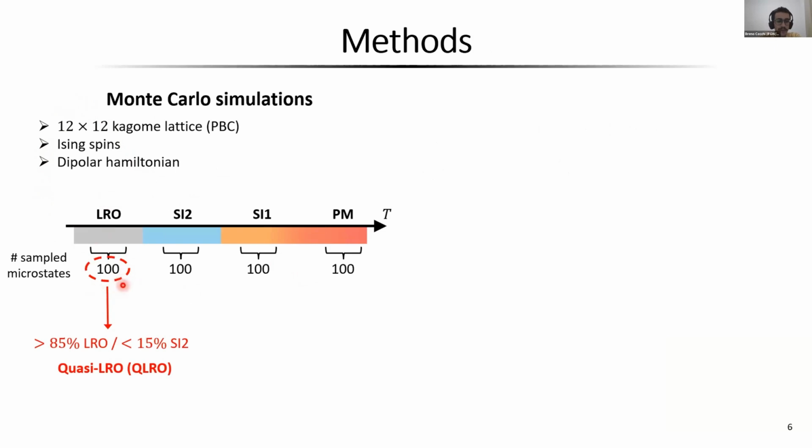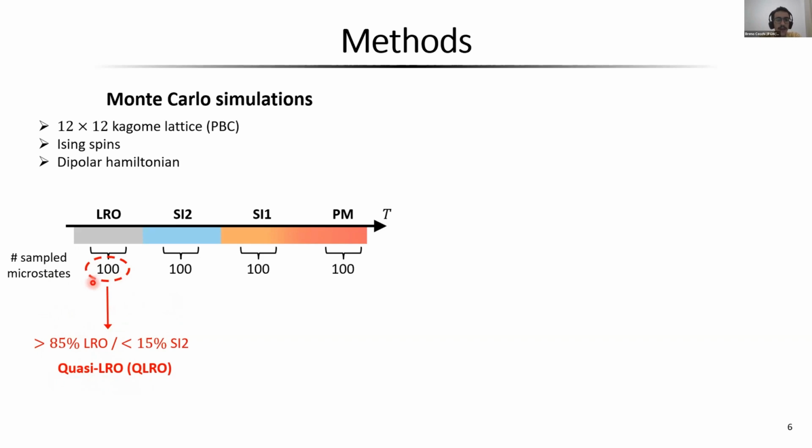The microstates of this set have 85%, a large portion, respecting the long-range order pattern, but there is a small remaining part obeying only spin-ice 2 constraints. For the sake of clarity, I'll be referring to this set as quasi long-range order, and it will be clear in a moment why I need 100 microstates and not only 6.